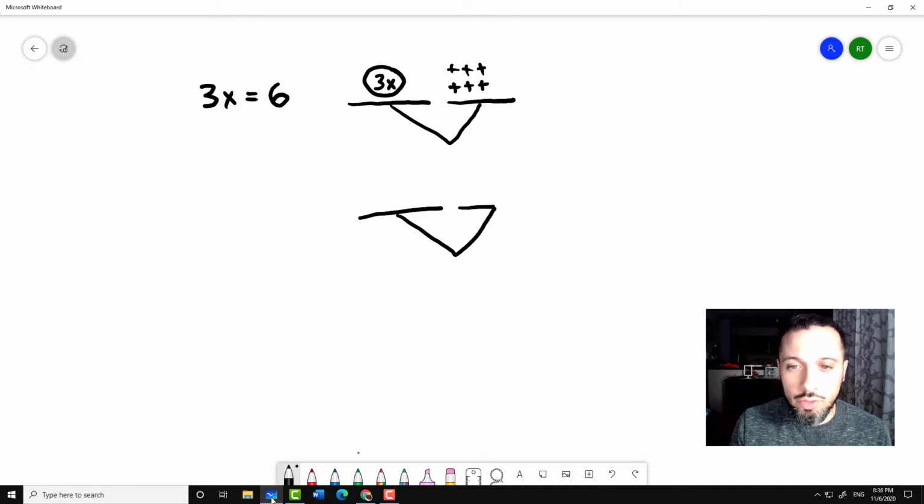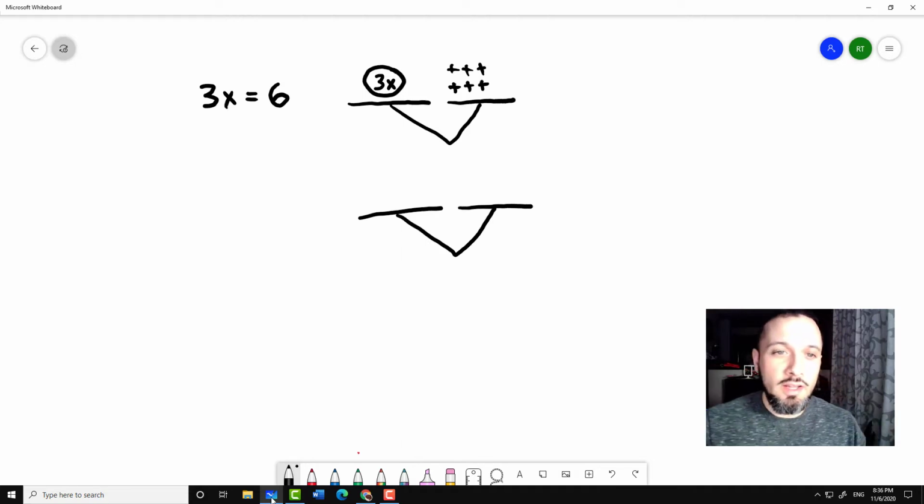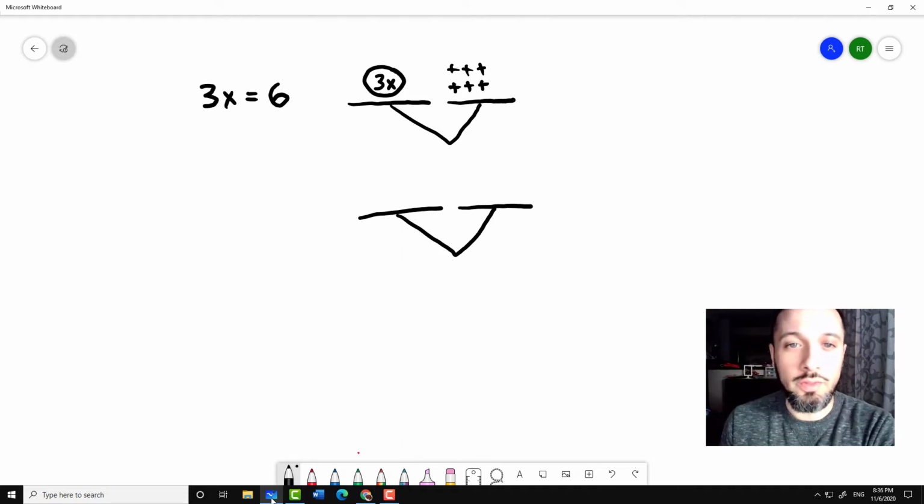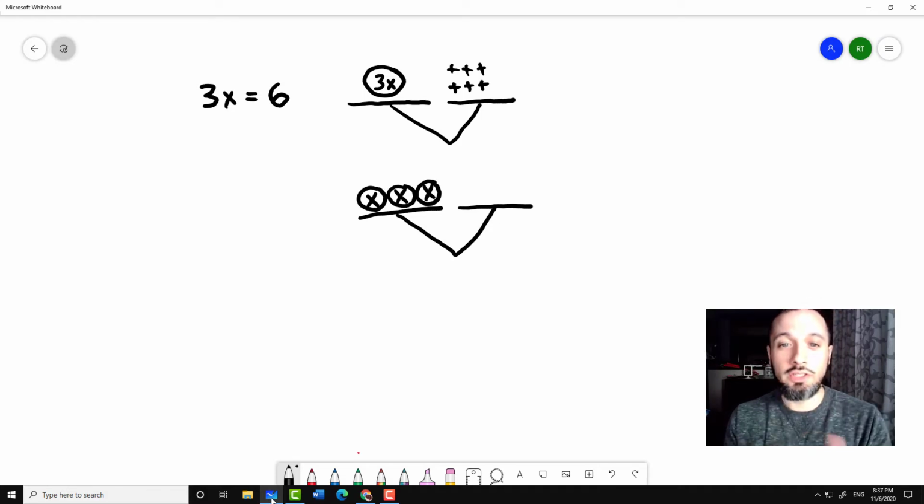I'm just going to draw my scale balance, and don't mind my art here. What we're going to do is we're going to, again, represent 1x. We want 1x. So what I'm going to do is I'm going to split up this 3x into 3 different groups. 1, 2, 3. And you can see that in each group there's only 1x, and that's what we want. I don't want 3 x's together. I want them separated. So I split them up into 3 groups.